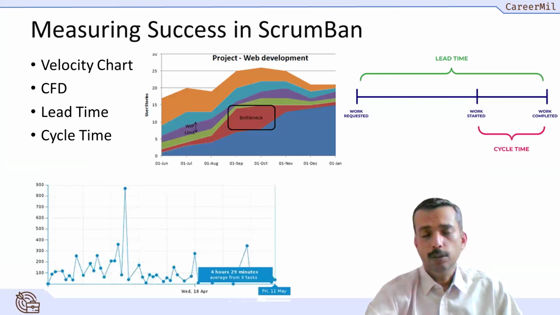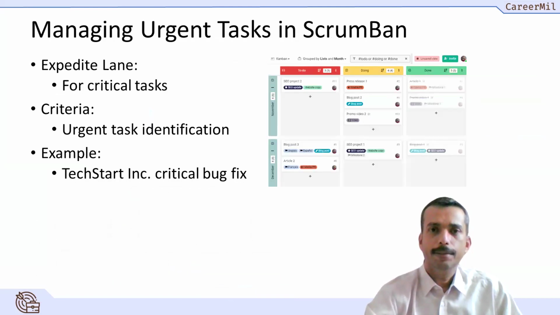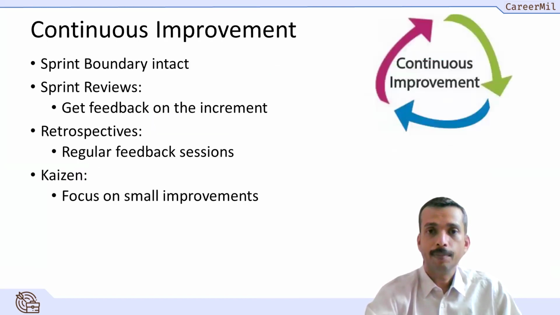So these are some of the charts that will help you improve your organization. And we already talked about how to manage urgent tasks in ScrumBan. The way to do that is to add swim lanes to your ScrumBan board. The critical ones will be at the top of the list, top of the board, which gets immediate attention as you have anything on there.